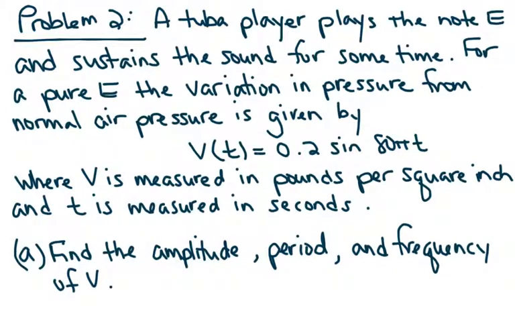In problem 2, it says a tuba player plays the note E and sustains the sound for some time. For a pure E, the variation in pressure from normal air pressure is given by the equation V of t is equal to 0.2 sine of 80 pi t, where V is measured in pounds per square inch and t is measured in seconds. Find the amplitude, period, and frequency of V.